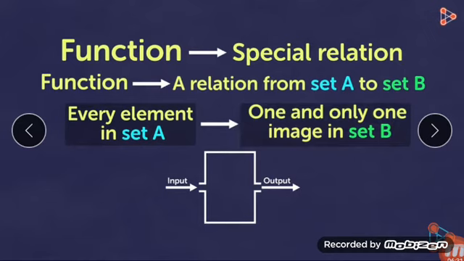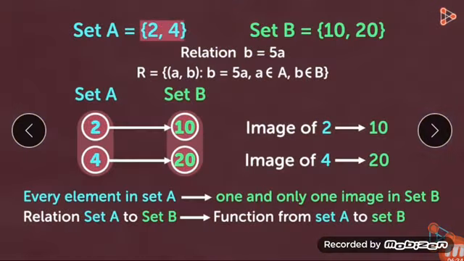We can better understand this with the help of an example. Let's have set A with the elements 2 and 4 and set B has the elements 10 and 20. The relation between these two sets is that the second element in ordered pair is 5 times the first element in ordered pair. As 10 is 5 times 2, 2 5s are 10. Similarly, 20 is 5 times 4, as 4 5s are 20. So we can see here that every element of set A has only one image in set B, as 10 is the image of 2 and 20 is the image of 4.